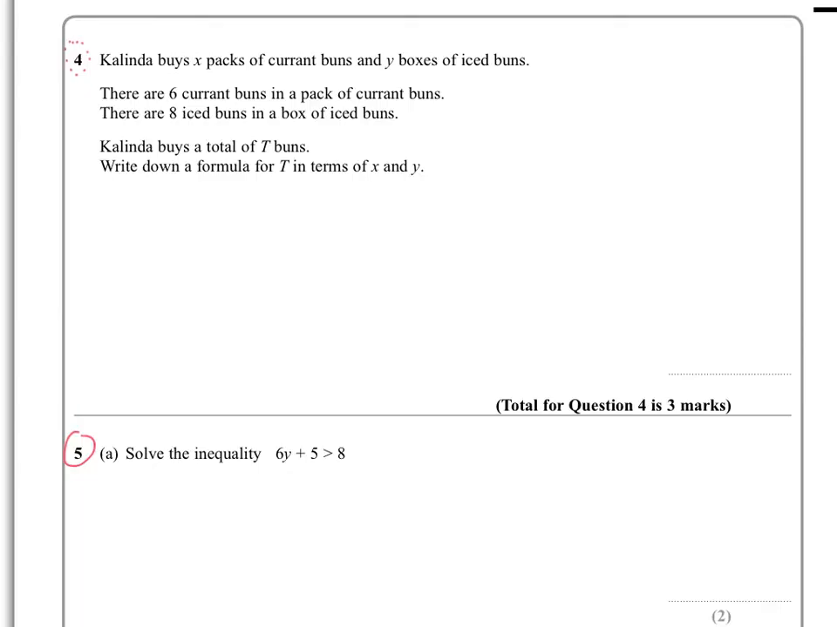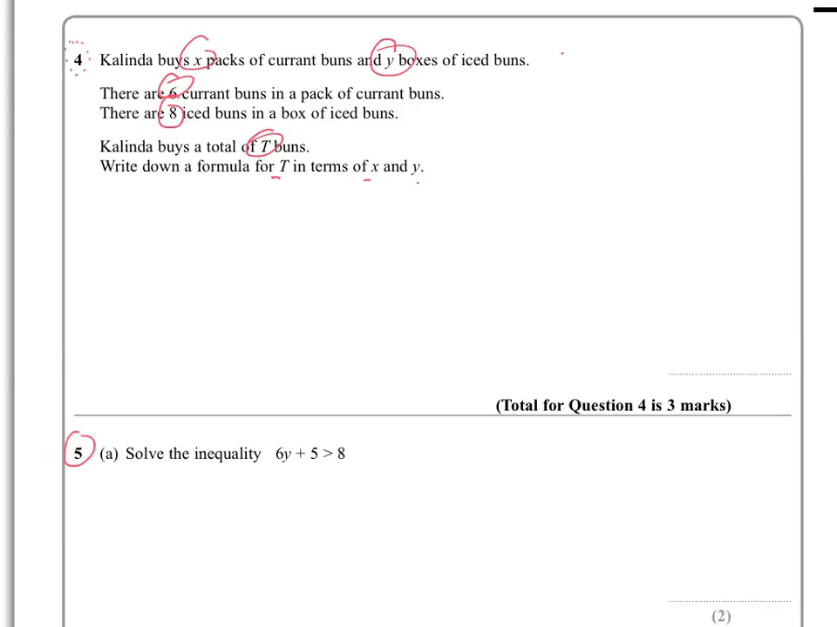Now this one is a dotted line question. That means that we may be able to have a go at it. Bit of a tricky one, but let me just show you how to do it quickly. To be honest, I'd be surprised if we got many marks on this one. These are a little bit nasty. So we've got X packs of currant buns and Y boxes of ice buns. There are 6 currant buns in a pack. There are 8 ice buns in a pack. We buy T buns, and we want to write down a formula for T in terms of X and Y. Bit of a nasty question, but this is how to think about it.